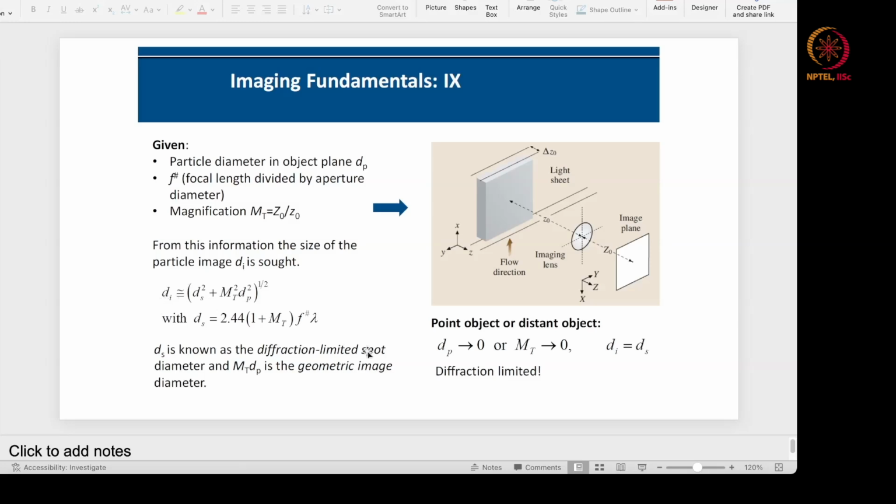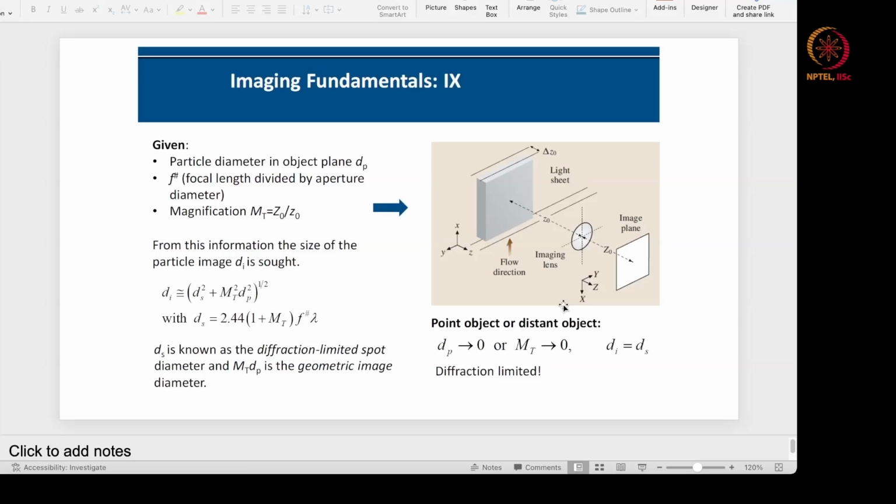Now for a point object or a distant object, where dp is almost equal to 0 and mt goes to 0, that means the dp diameter has shrunk to 0. Even then, you have the ds. That means no matter what lens you use, what kind of sophistication you use, after a certain point your diameter doesn't go down anymore.